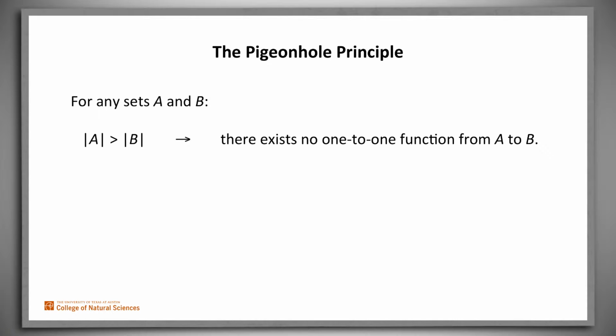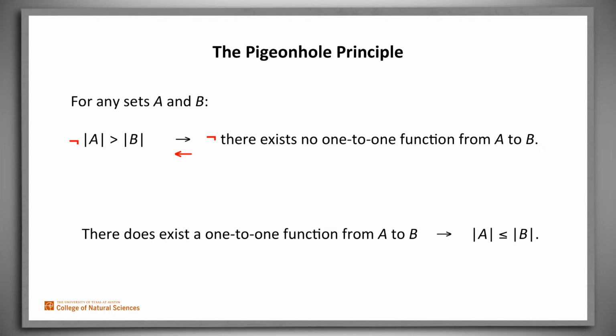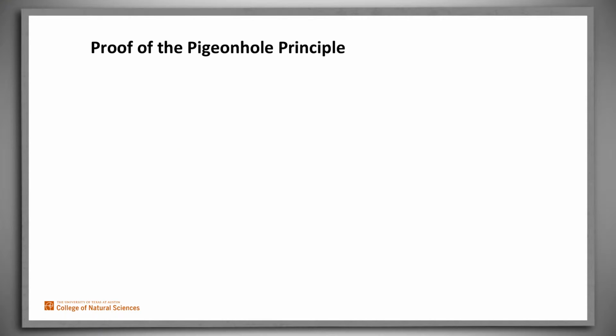In other words, it must be the case that at least 2 distinct elements of A do map to the same element of B. Of course, the contrapositive of this, which says that the not of the consequent implies the not of the antecedent of this claim, is equivalent to it, and sometimes it's more convenient to use, so let's just state it too. If there does exist a one-to-one function from A to B, then the number of elements in A is not greater than, in other words, is less than or equal to, the number of elements in B.